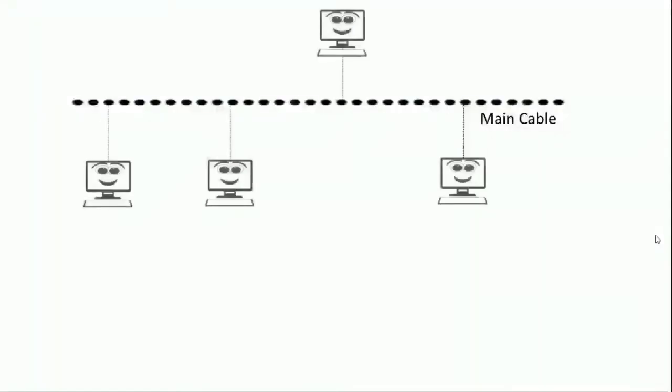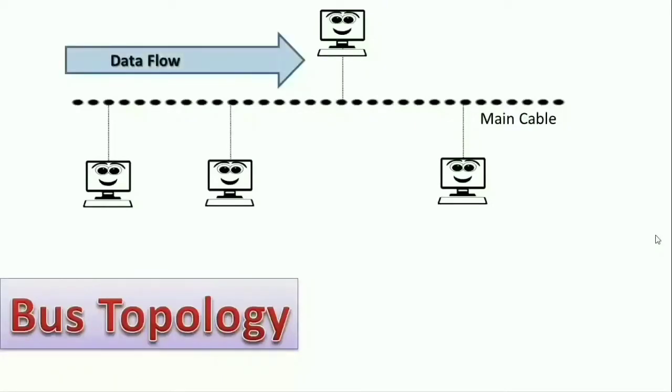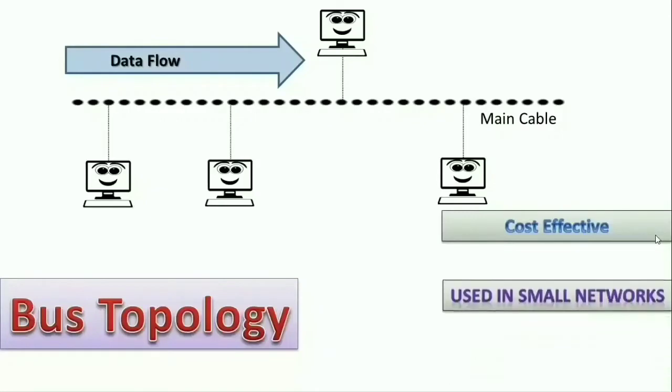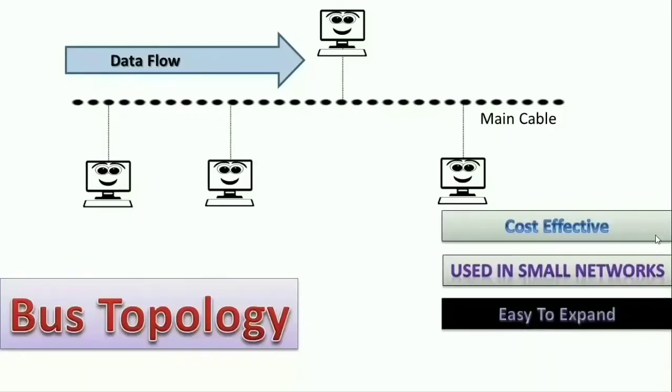Let's talk about the first topology. Here is a main cable and a lot of computers are connected to the main cable. This type of topology is known as bus topology. In this topology, all the computers are connected to the main hub or main cable or bus. Data flows in a single direction. It is cost effective. It's used in small networks like in your home.